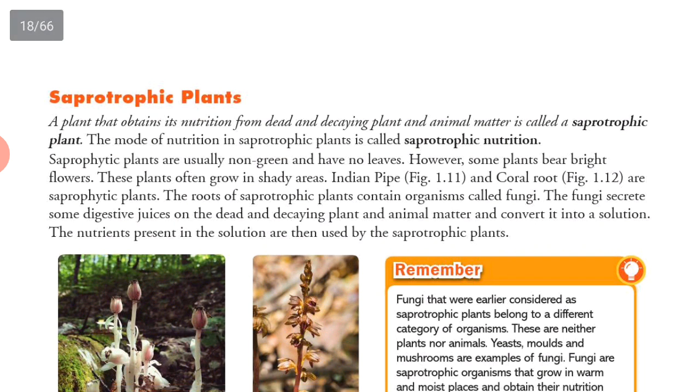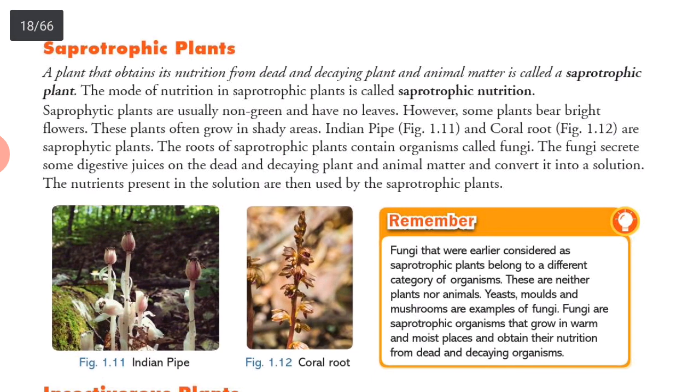Second is saprophytic plants. We have studied parasitic plants in the first category of heterotrophic plants. Now, saprophytic: a plant that obtains its nutrition from dead and decaying plant and animal matter is called a saprophytic plant. The mode of nutrition in saprophytic plants is called saprophytic nutrition. Saprophytic plants are usually non-green and have no leaves. You can easily find these kinds of plants just by seeing them.